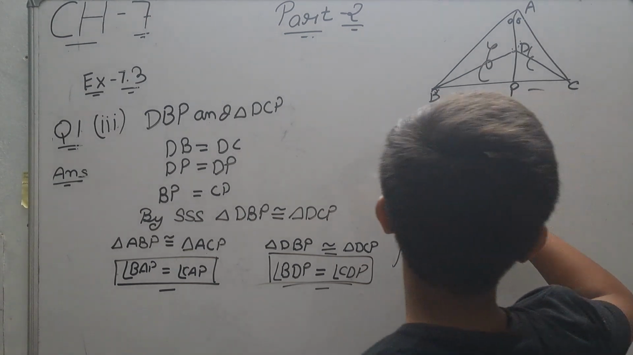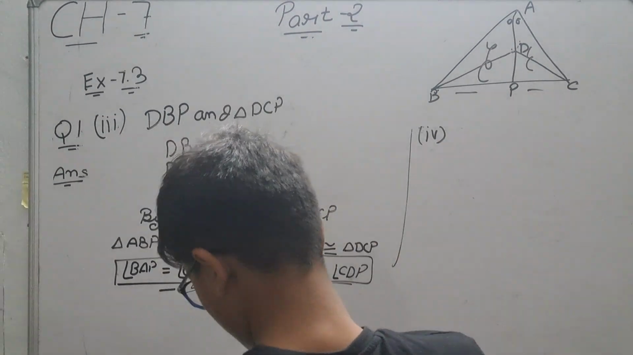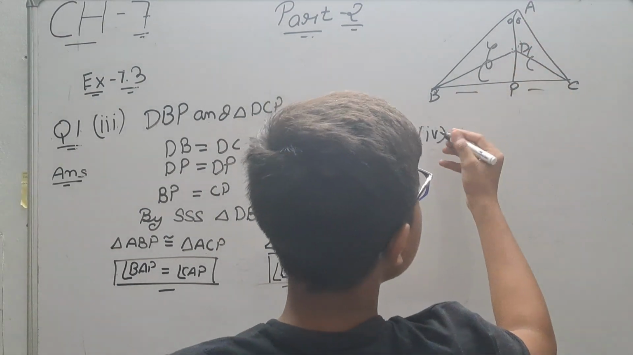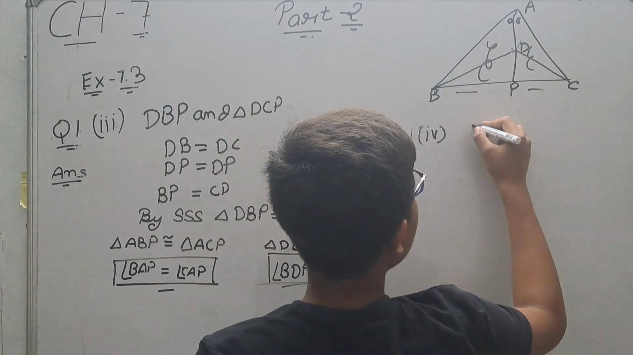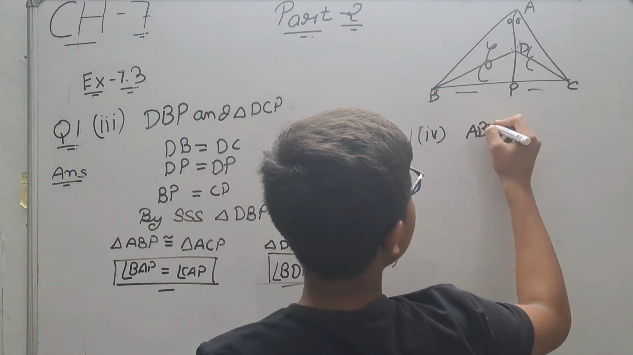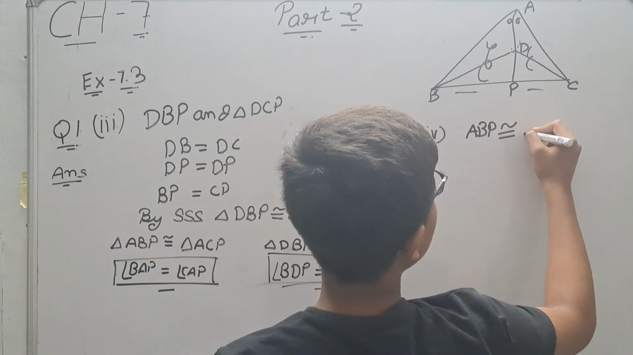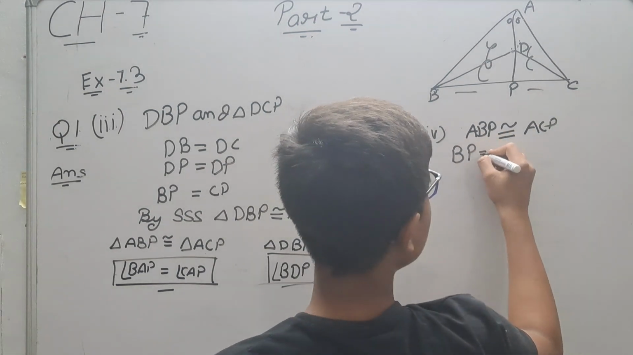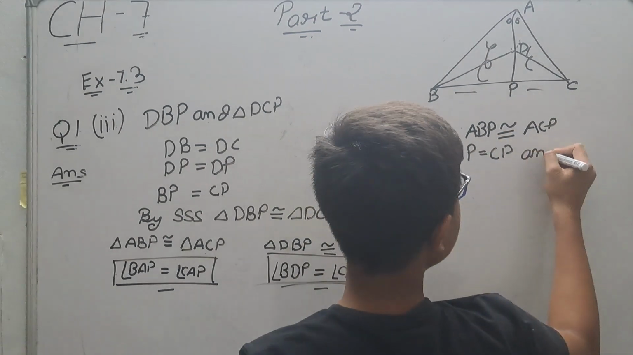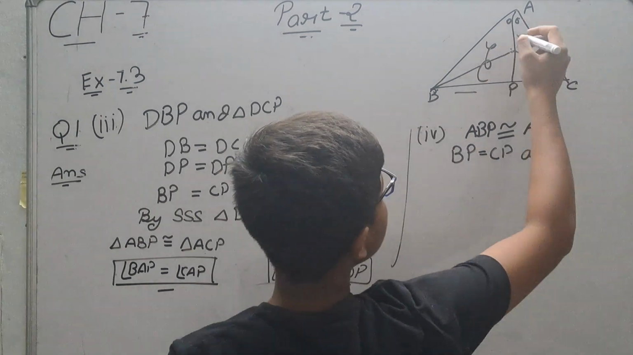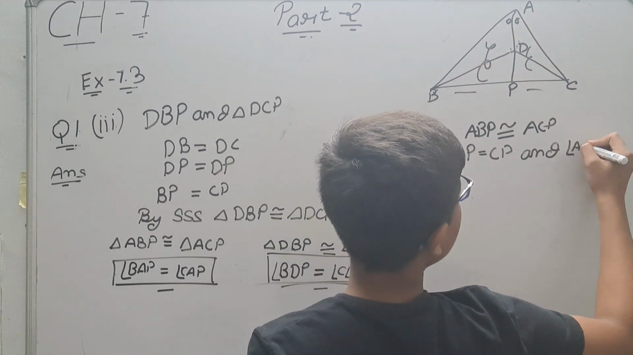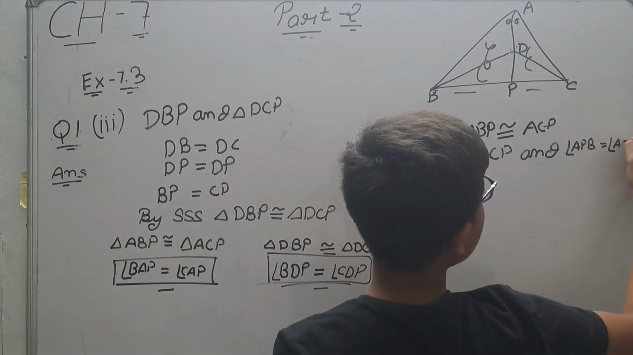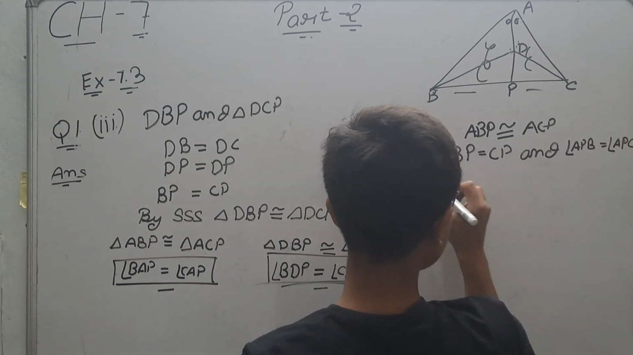Students, now let's do part 4. In part 4 we have to prove that AP is the perpendicular bisector of BC. So we know that triangle ABP is congruent to triangle ACP, so we get BP equal to CP, and also we get angle APB is equal to angle APC.